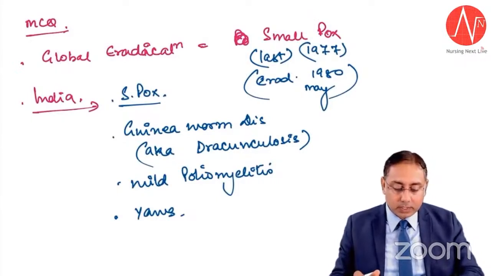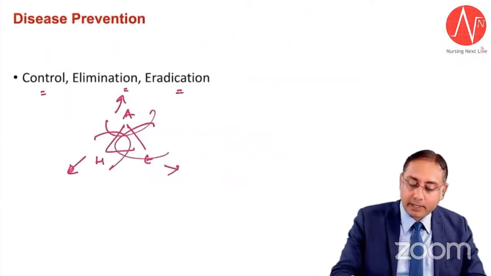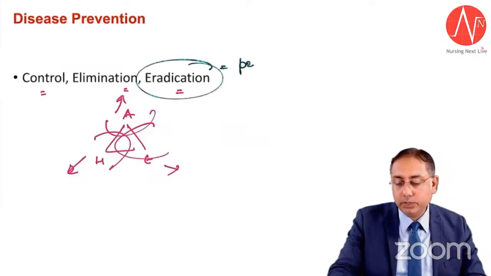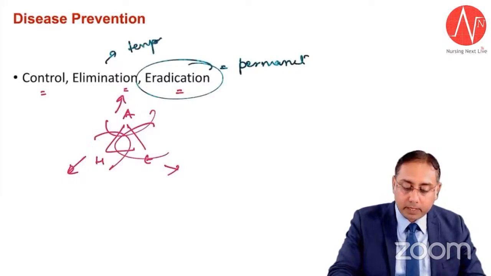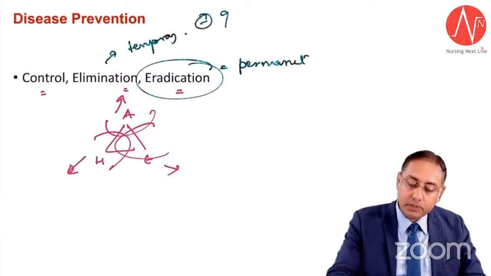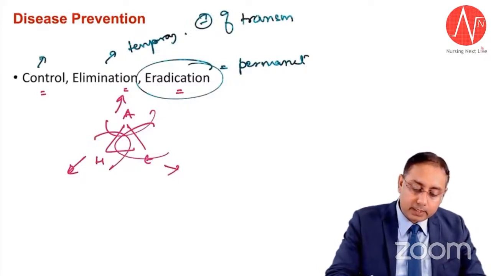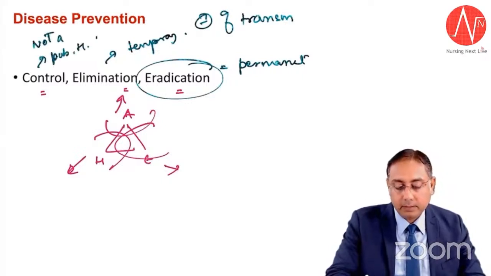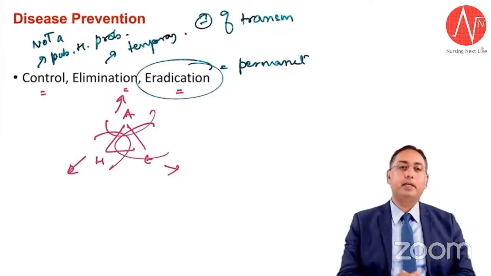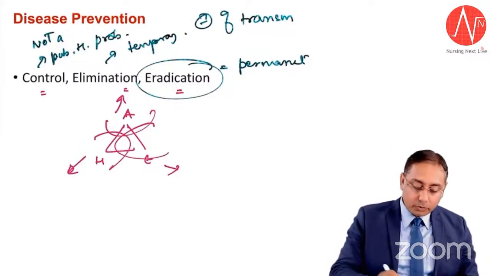So you should know what is control, what is elimination, and eradication. Eradication is usually a permanent phase. Elimination is a temporary phase. There is interruption of transmission. And the control phase is that the disease happens in the area, but it is not a public health problem. That is the control phase.